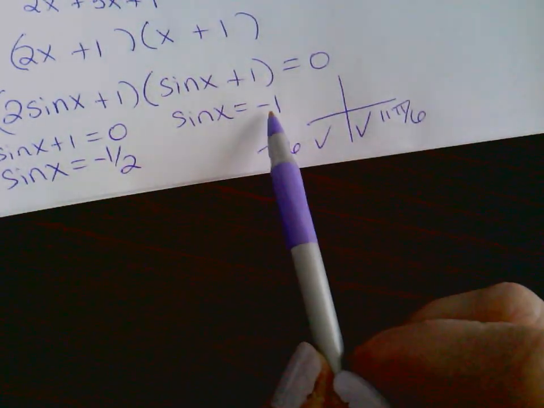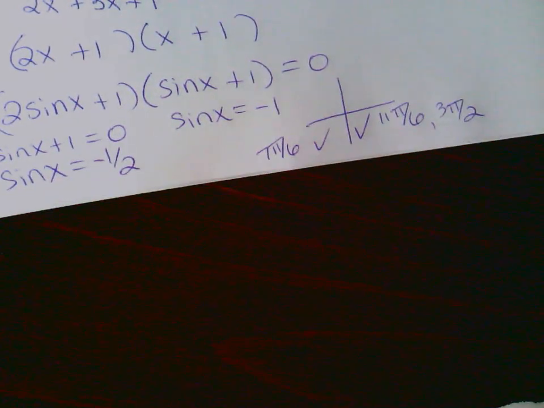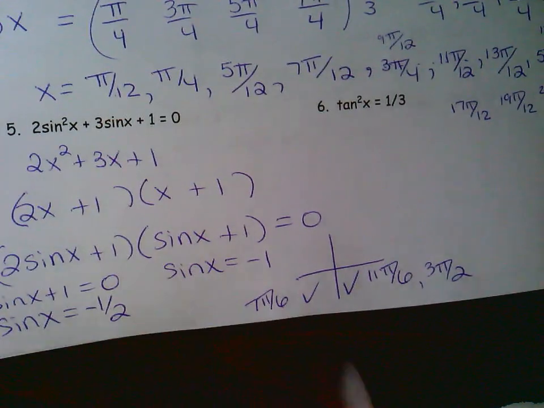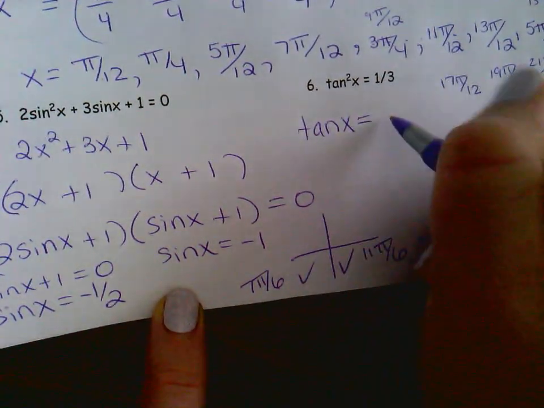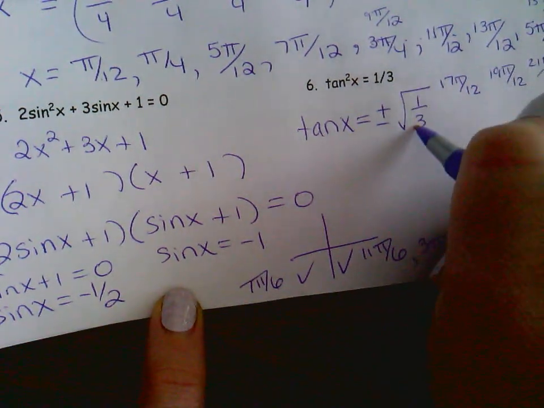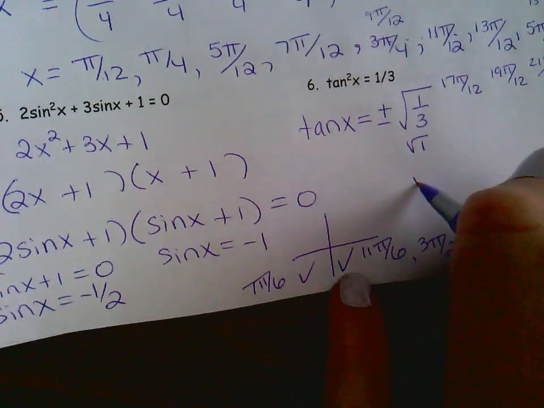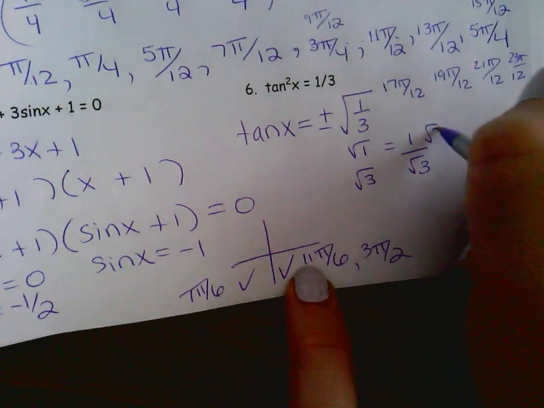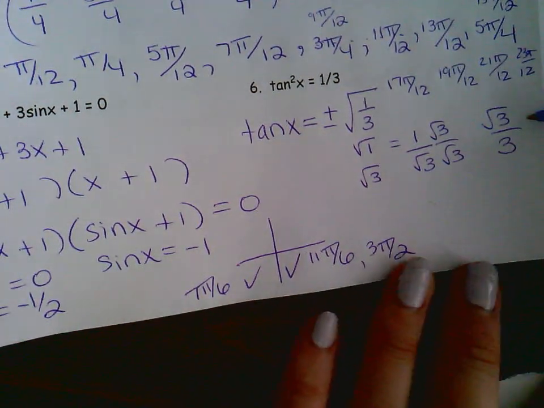And where is sine negative 1? At this quadrantal angle, 3 pi over 2. So those would be your 3 solutions. All right, and then number 6, it looks like we'd have to take the square root of both sides. So where is tangent of x equal to plus or minus the square root of 1/3? We usually don't write it this way. The square root of 1 is just 1, and then we've got a root 3 in the bottom, and usually we rationalize this, so it's root 3 over 3, and that's a 30 reference angle.